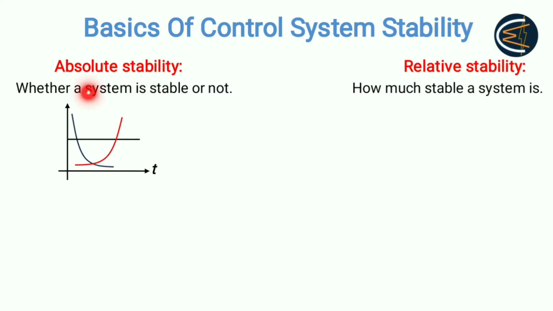So suppose here I have considered three time domain responses, one with red color, one with blue color, and one constant, which is black colored. By looking at these three responses, you can easily comment that the red one is an unstable system, this blue one is a stable system, and that black one is marginally stable.